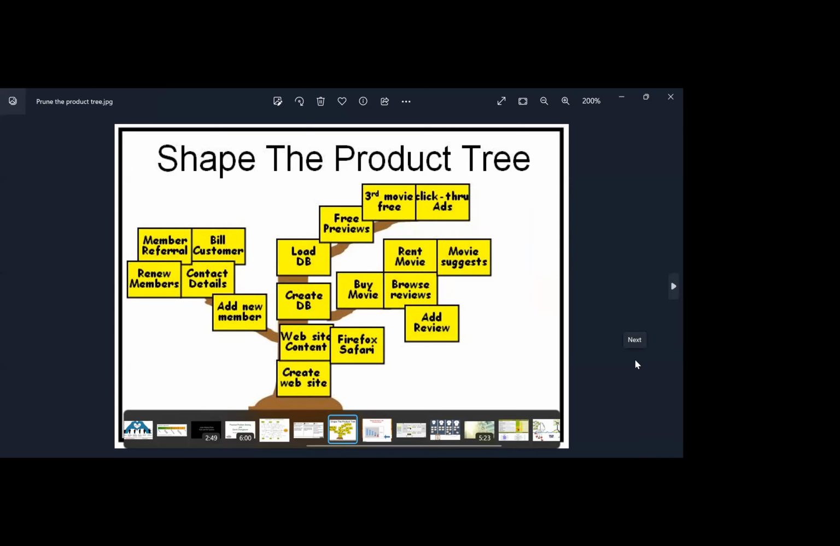You start with the basic trunk. This is the trunk. It consists of the basic requirements, like create the basic website, the content, create DB and load DB. Then in branches you can put related requirements, right? For example, buy a movie, add a review, browse a movie, rent a movie. Then in this branch, free previews, third movie free, click add through, and then here add a new member, contact detail, renew member, member referral, bill. So related requirements are put together in a different branch.